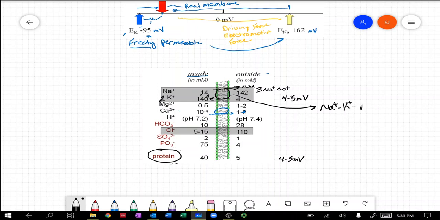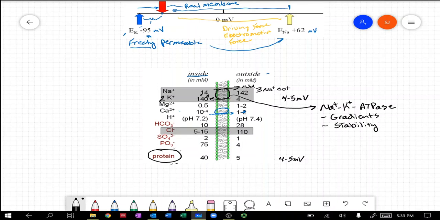Oh, let's be specific and call it an ATPase. That's for setting up our gradients, and also for stability. And by stability, I mean stability of those gradients.